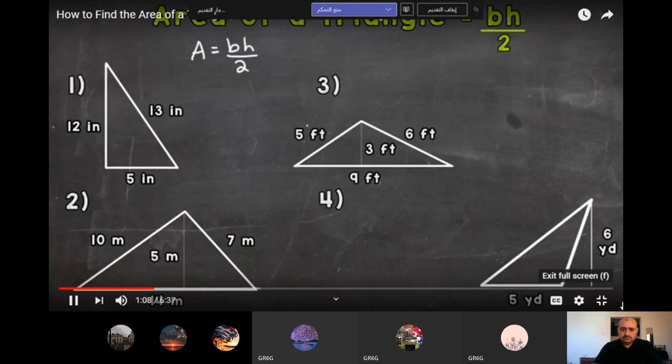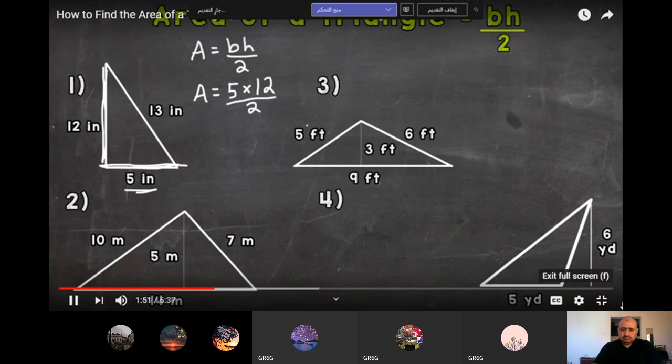Now, whenever you have 2 letters right next to each other in a math problem or in an algebra problem, that means multiplication. Again, 2 letters right next to each other, that means B times H, base times height. So now, under our formula, we're going to plug in our base and height. Our base of 5 inches down here, this is the base of our triangle. So 5 times the height, right? That 12 inches. So I plug in the 12, and we divide that by 2. And I'll tell you why at the end of this problem, why we divide by 2.